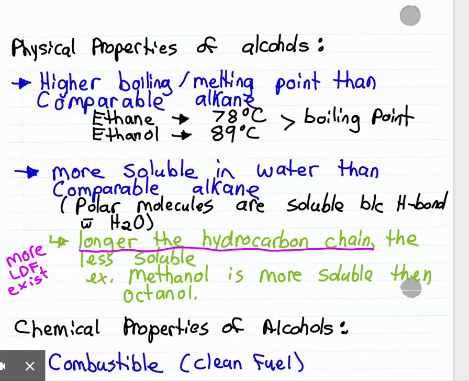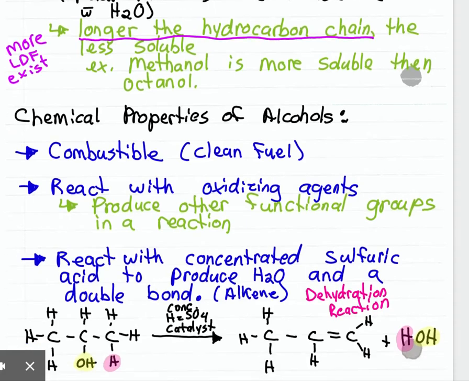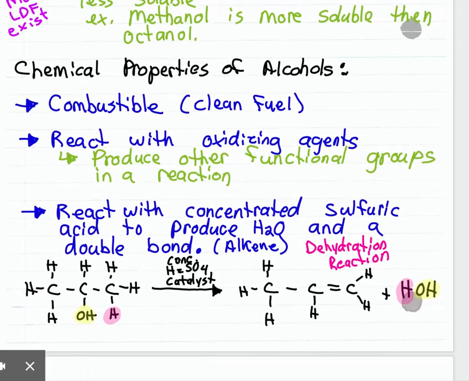All right, so those are some physical properties of alcohol. And then we'll look at a couple chemical properties of alcohols before we finish. So chemical properties of alcohol, big one is that they're combustible. They burn as a clean fuel. If you combust an alcohol, you don't get a sooty residue like you would with incomplete combustion of hydrocarbons. They react with these things called oxidizing agents that produce other functional groups in a reaction. So the alcohols are really a starting point for making a lot of other organic families.